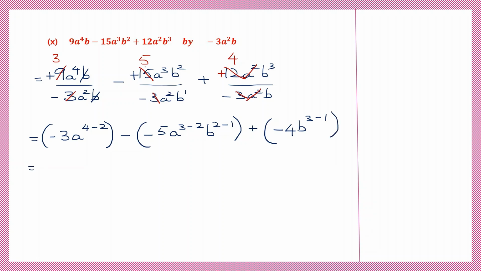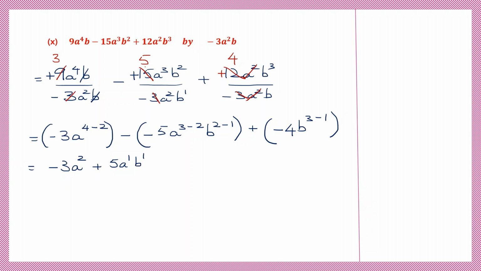So now let's open brackets, minus 3, a to the power of 2. Then we have a minus before the bracket here, as you can see, this one. So the sign of this will change. Now instead of writing minus, I'm going to write plus. So that will be plus 5, a to the power of 3 minus 2 is 1, and b to the power of 2 minus 1 is 1. So b to the power of 1.